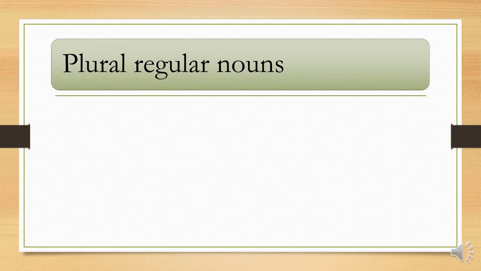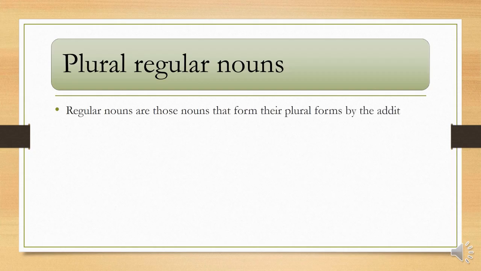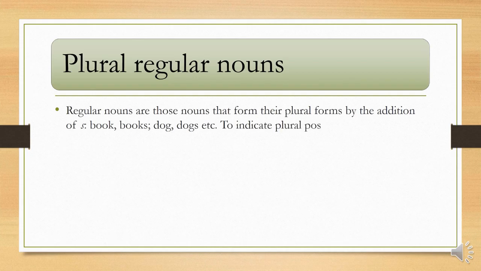Plural regular nouns. Let us look at this. We've just talked about singular nouns. Now we're talking about plural regular nouns. Regular nouns are those nouns that form their plural forms by the addition of S. For instance, you have book, singular, books, plural, dog, dogs, and so on. To indicate plural possession, put an apostrophe after the S that marks plurality.